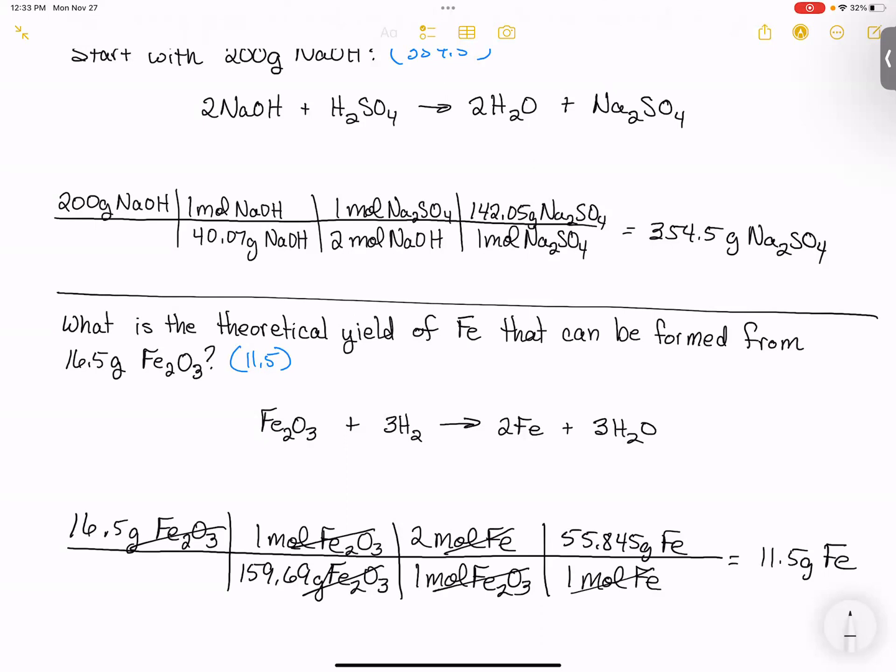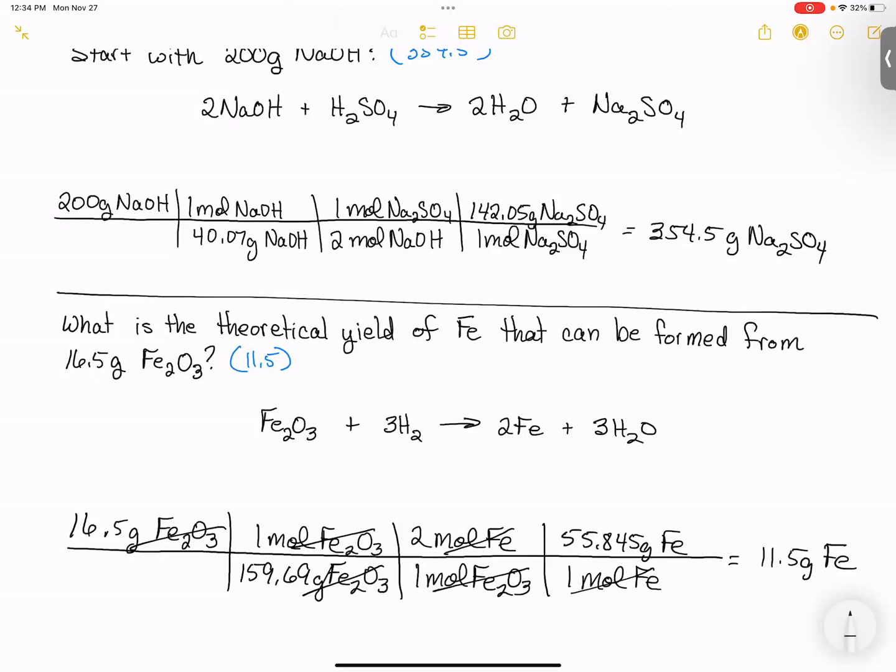Again, your number may vary slightly, but overall it should come out to be the same. So folks, we can develop a flow chart that helps us navigate these conversions that we've been doing with compounds and formulas and balanced chemical equations.